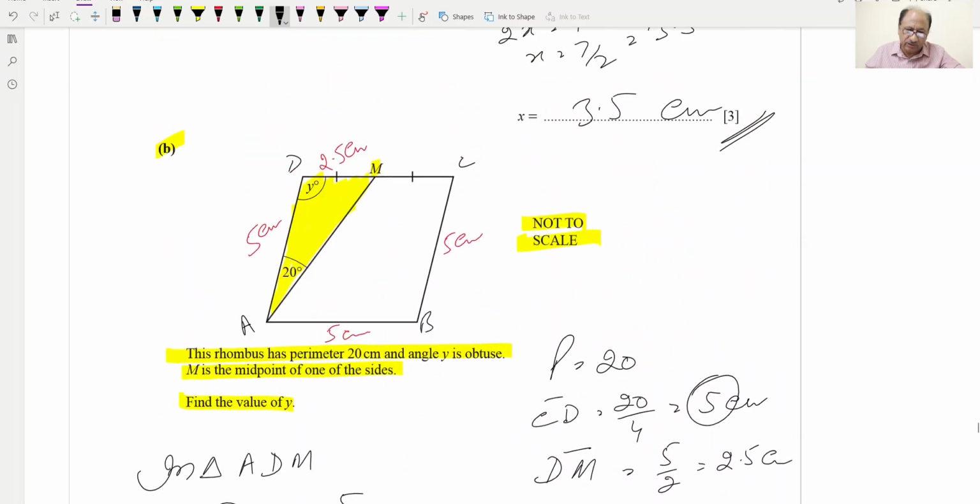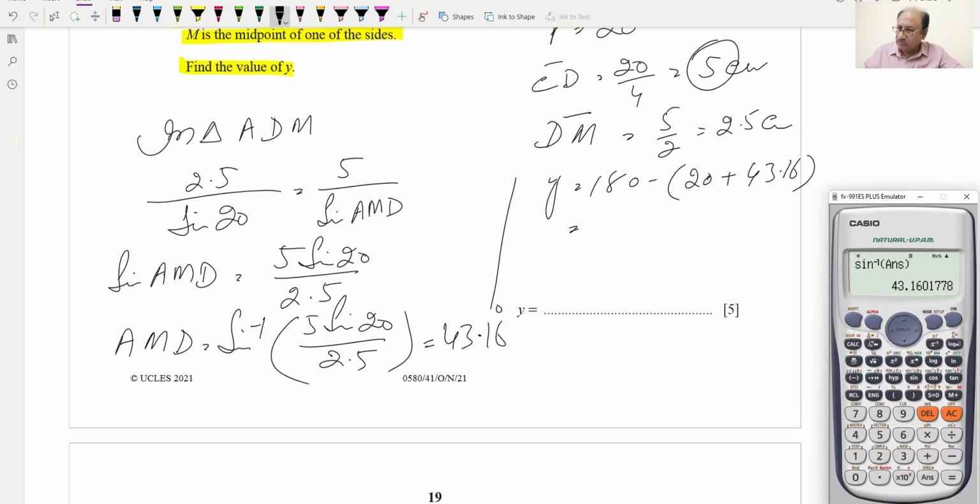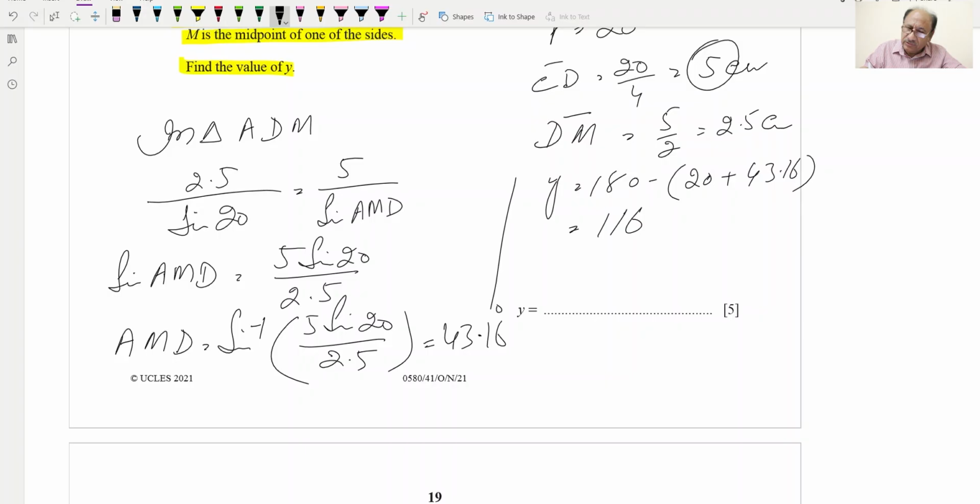43.16 degrees is which angle? It is this angle. Now Y will be equal to what? Y will be equal to 180 minus one angle, which is 20, and the other angle is 43.16. This will give us the Y value: 180 minus in brackets 20 plus 43.16, which results in 116.84. This will be the final answer for this 5 marks question, which we are done.